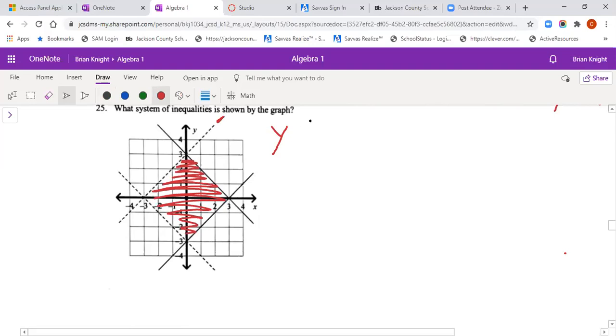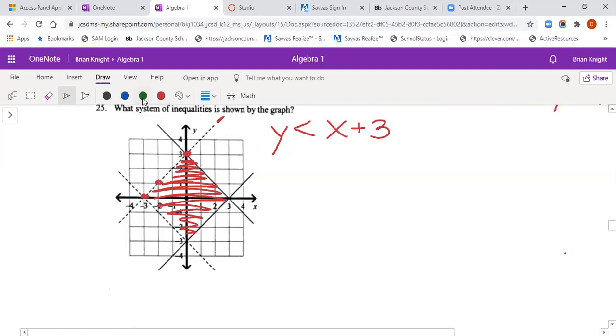Y is this red line. Is it shaded above or below? Below, so it's going to be less than. Is this line solid or dotted? It's dotted, so it's just less than. What is my slope of this line? 1, so 1x. And it's crossing where? At 3, so plus 3.